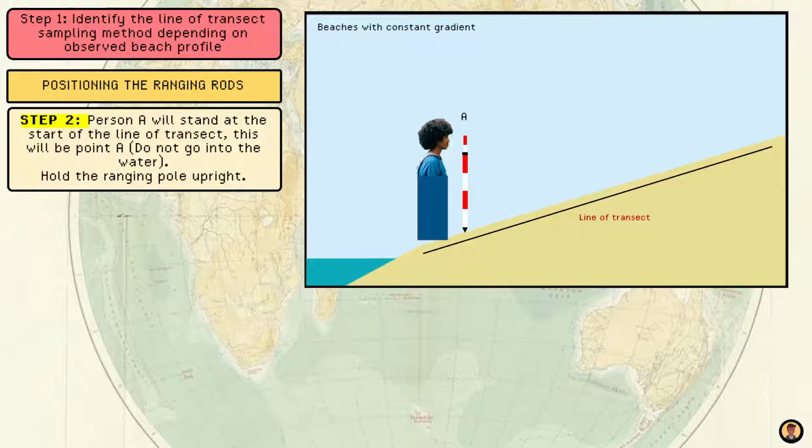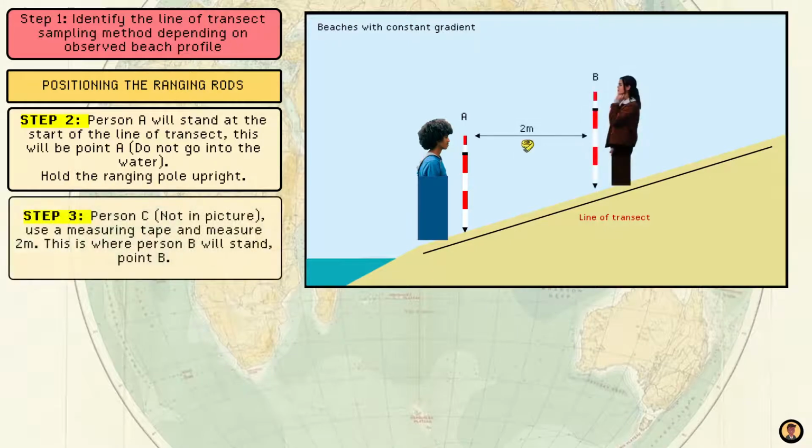Okay, so person A will actually start standing where you want to start measuring, and that will be known as point A or position A. Remember to hold the ranging pole upright. It cannot be slanted because this will result in inaccurate readings.